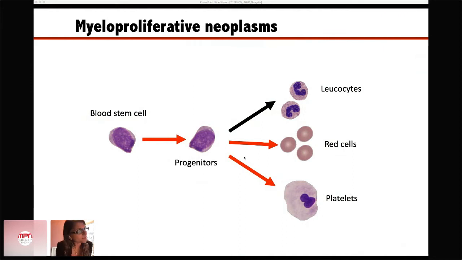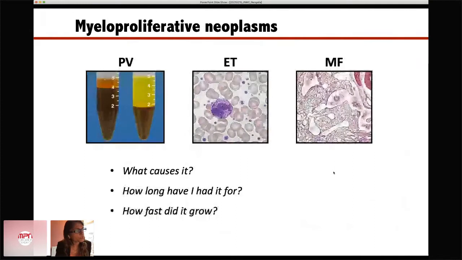Okay, so in myeloproliferative neoplasms, what happens is the blood stem cells and the progenitors are overactive, and that leads to an overproduction of most commonly platelets and red cells. And there are three things that I want to talk about today: what causes MPNs, and then these two questions that I get asked all the time in clinic, and I'm sure many of the clinicians here today will echo that sentiment, and patients really want to know, how long have I had this for? And how fast did it grow? Is it still growing? And we now have answers to all of those, really.